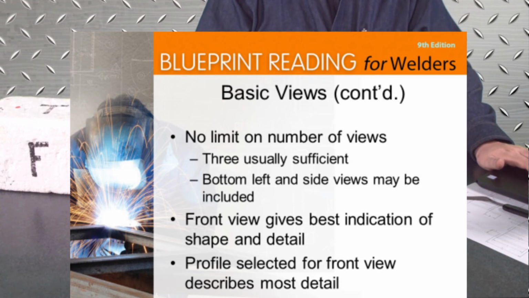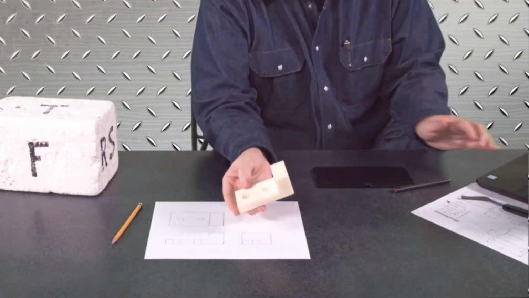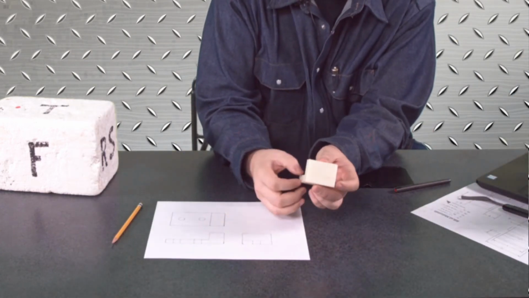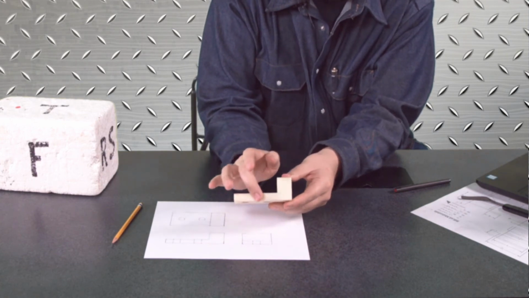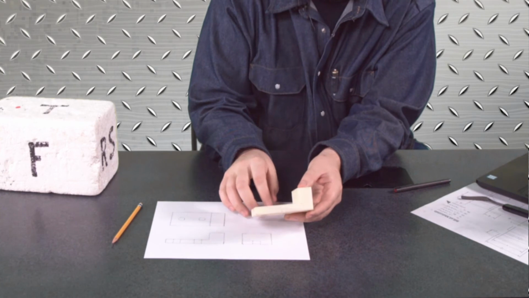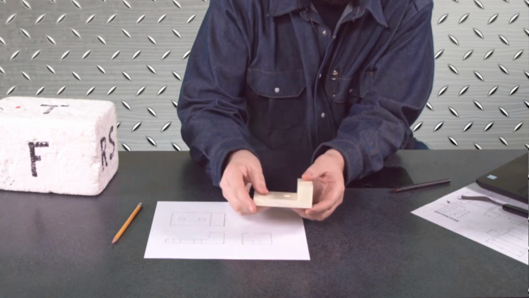Front view usually will give the best indication of the shape or detail of a part, and then the profile selected for front view describes most detail. So those are the two keys if you were to take an object like this and decide which one of these will be my front view. Now for this one, I went with this to be our front view because I feel like it gives me the best idea of the shape of the object.